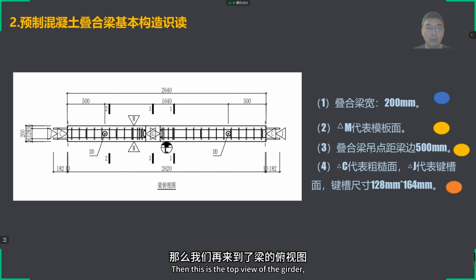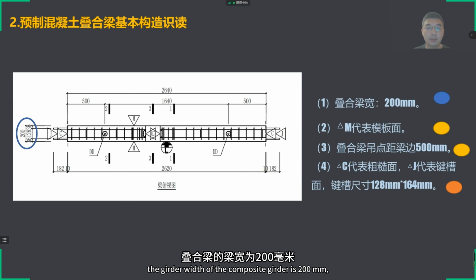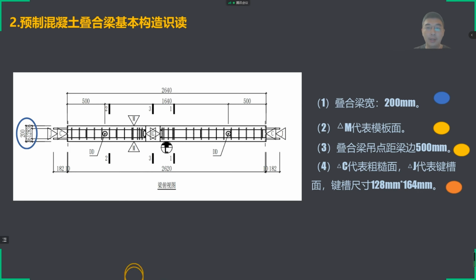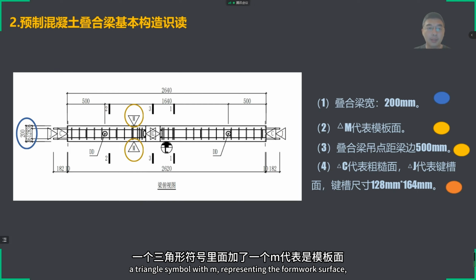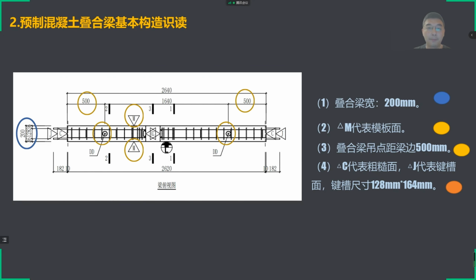Then, this is the top view of the girder. From the top view of the girder, we can know that the girder width of the composite girder is 200 millimeters. A triangle symbol with M represents the formwork surface. The girder has two hanging points. Each hanging point is 500 millimeters from both sides.